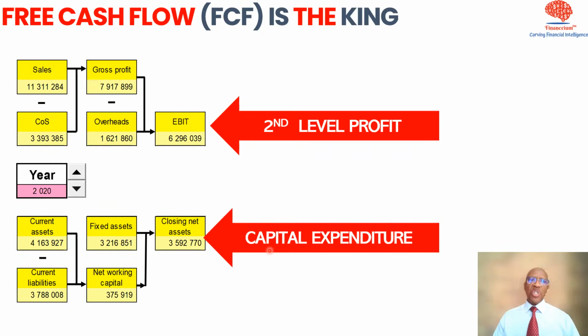Now, likewise, when you follow the same trend on our balance sheet, we now look at the fixed assets, the available capital that we have, and we combine that with our net working capital to then calculate for ourselves the closing net assets for this period.